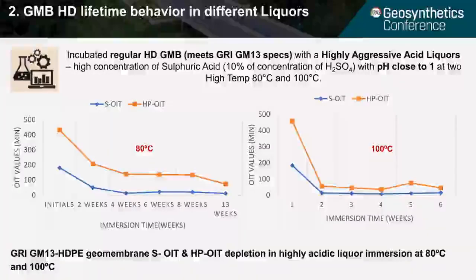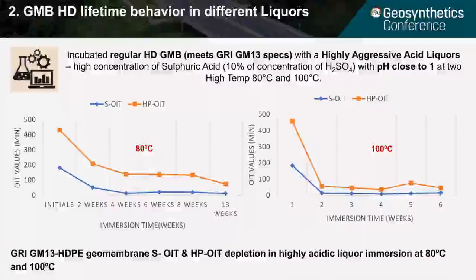We have incubated 2 samples of a regular HDPE in a pot with a highly aggressive acid liquor with pH close to 1 at 80 degrees and 100 degrees. The 2 coupons were monitored by periodically removing and evaluating their antioxidant package by standard OIT and HPOIT tests. The 2 graphs show the results obtained.